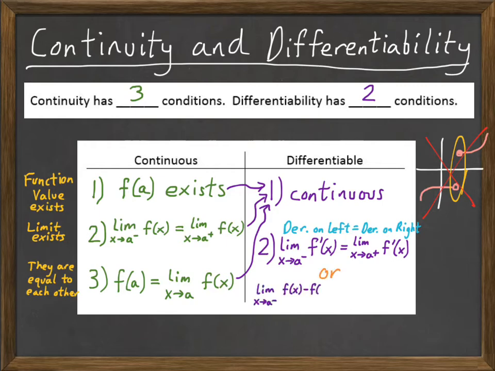Another way to put that would be to use our limit definition of a derivative. Okay, you all recognize that? The limit value of the average rate of change must be the same on the left and the right. Okay, so now that you've got that down, let's apply it to some individual questions.